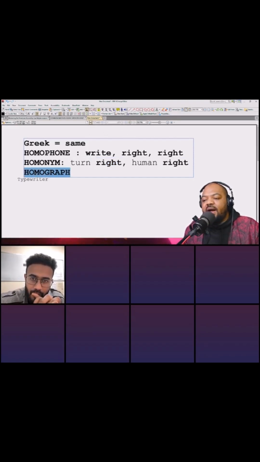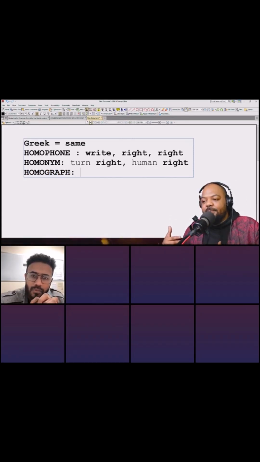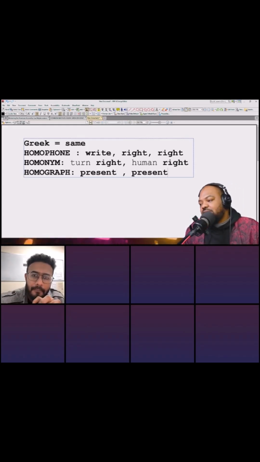And then we have homographs. Homo means same, graph means something that you can see. Here, graph means that the words are spelt the same, but they don't sound the same. So if I say a word like present and then present, okay, these are very different.